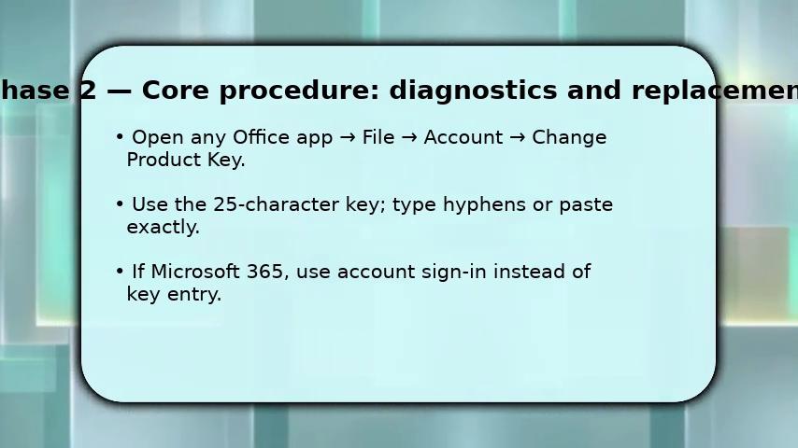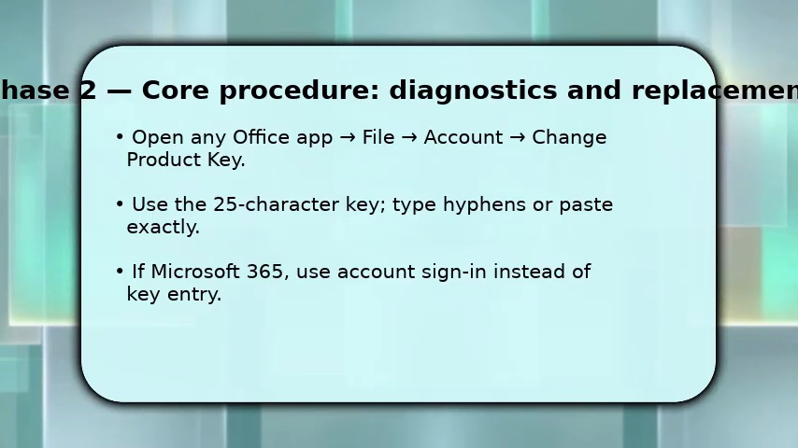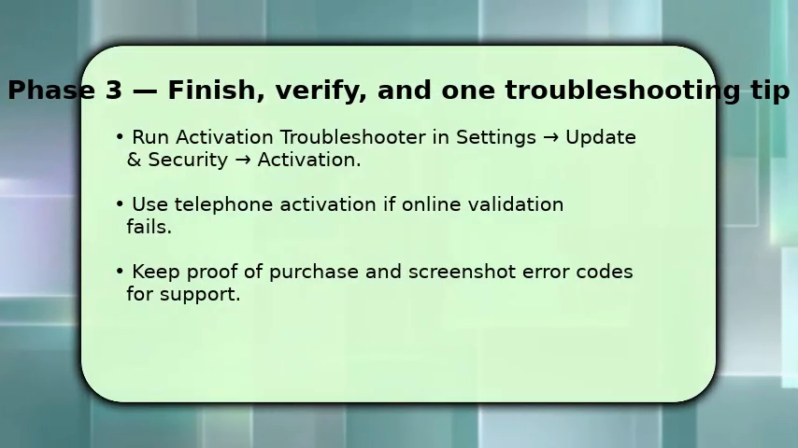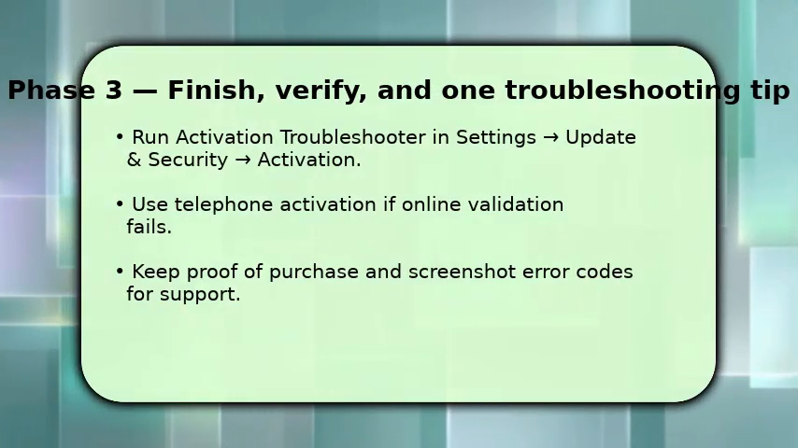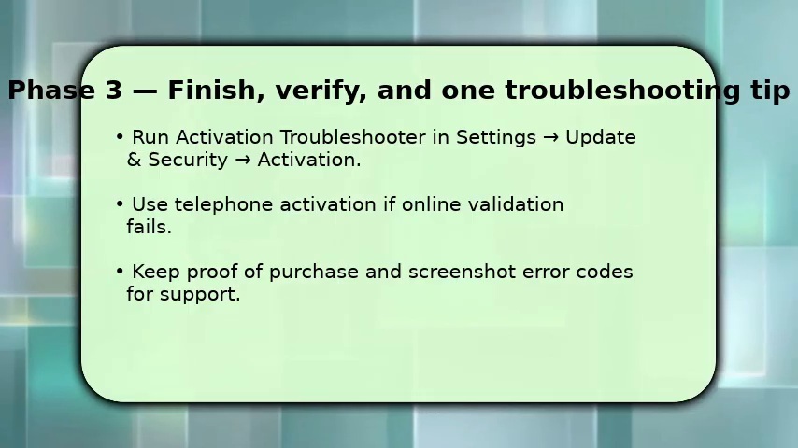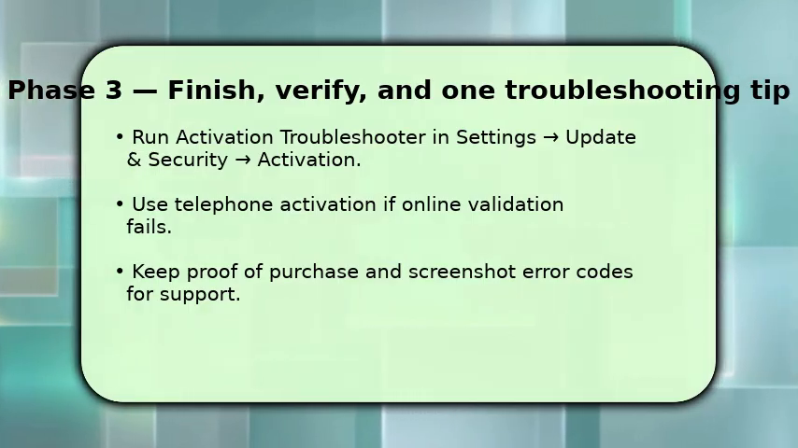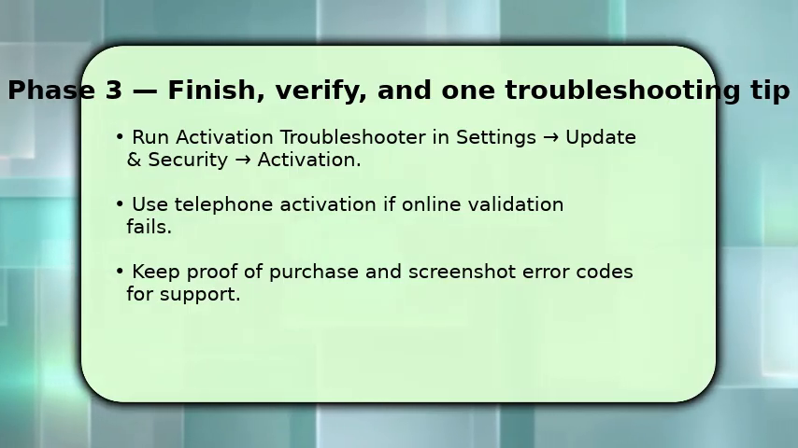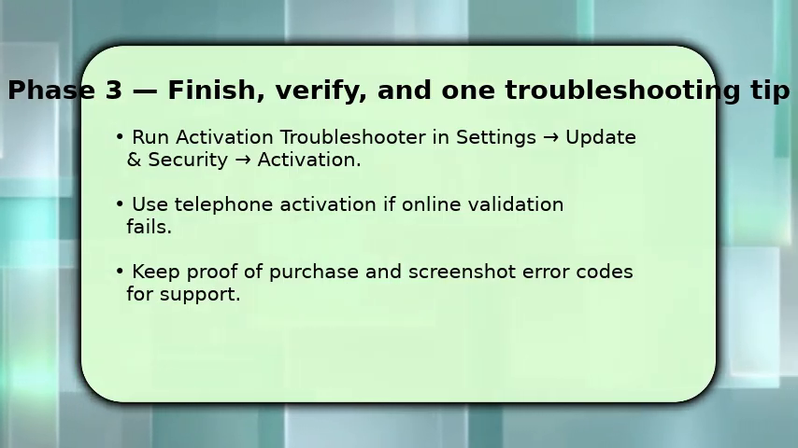You finish by confirming activation. Open an Office app and check Account for the activated status. If activation fails, run the Windows Activation Troubleshooter or open Settings, Update and Security, Activation to diagnose issues. In stubborn cases, choose Telephone Activation.